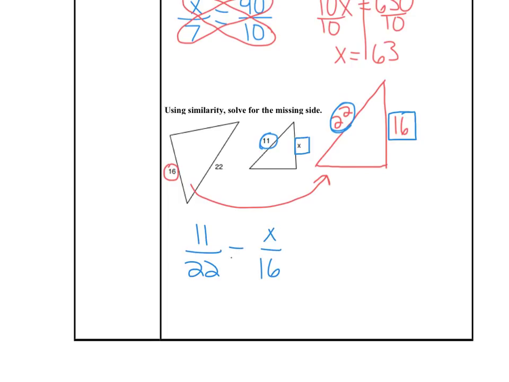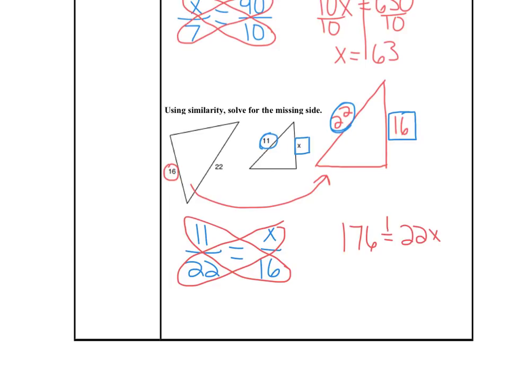Now I need to put my equal sign in there, and I'm ready to cross multiply. So again, I will do 11 times 16, and I will get 176. And then I will do 22 times x and get 22x. Now I want to solve, so I'm going to draw my line down. The only thing to get rid of is I need to divide 22 on both sides. So I will only have x on the right side, and it will equal 8. So I'm going to go back to my triangle and label that side x is going to be 8.